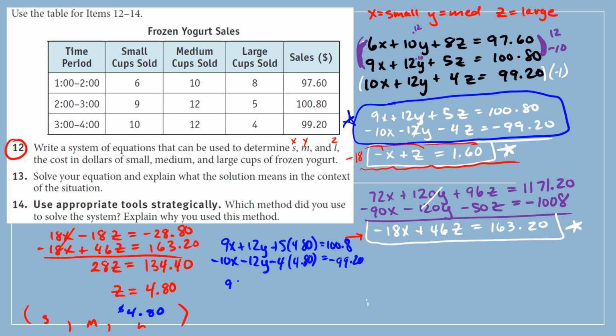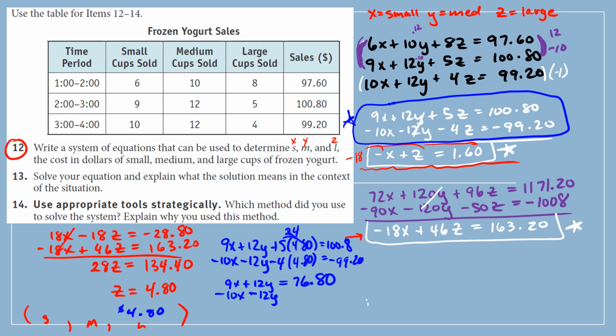So I'd have 9x plus 12y. If I add those up, or multiply those rather, this times this is 24. Okay, so if I minus 24 from both sides, $100.80 minus 24. You show all your steps so you know what's going on. Should give you $76.80. And then I'd have negative 10x minus 12y.